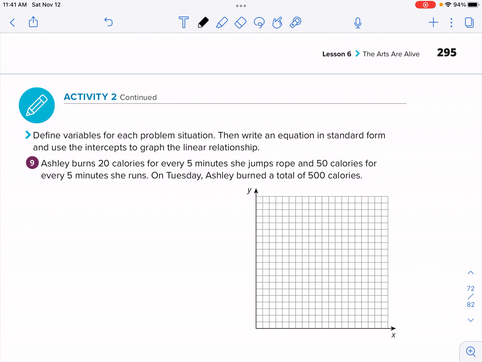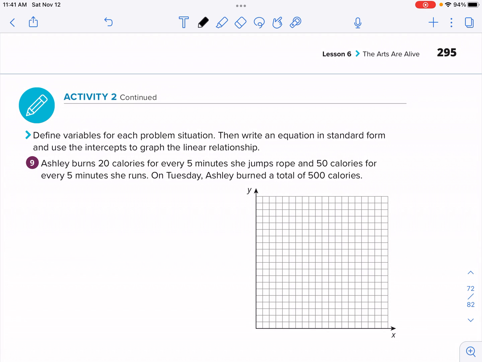Number 9, Ashley burns 20 calories every 5 minutes. And she minutes she jumps rope, and 50 calories for every 5 minutes she runs. On Tuesday, Ashley burns a total of 500 calories. Okay, so just gotta be careful with that.